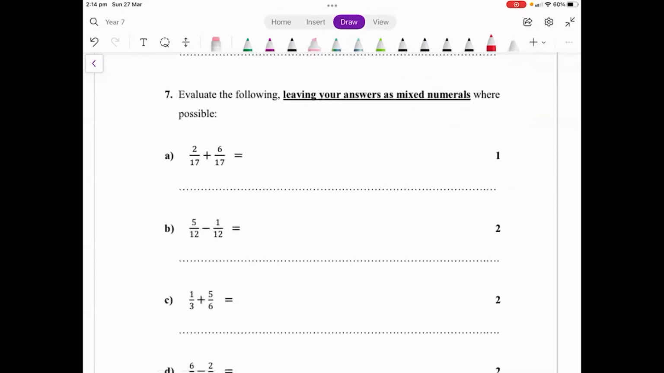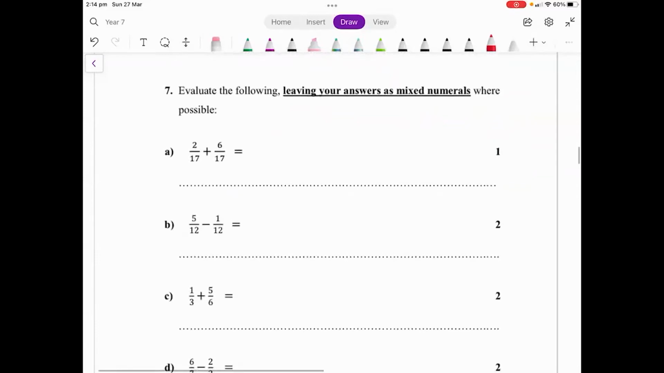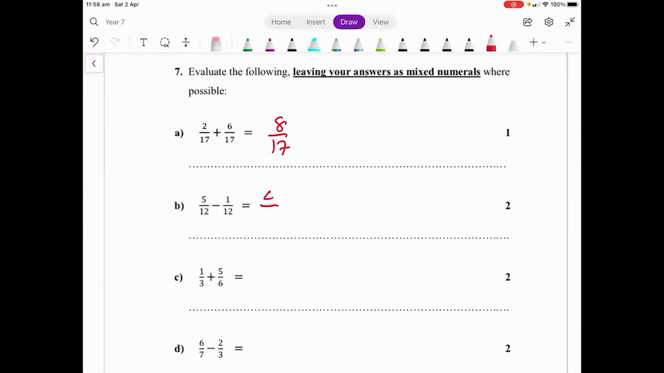So we have to do two things there. We need to answer these questions, and any time that we can write an answer as a mixed numeral, we need to do so. So first question, denominators are the same, so the denominator remains 17. 2 plus 6 is 8, so that is 8 over 17. That's it. Question B, denominators are the same, so that stays as 12. 5 take away 1 is 4, so that's 4 over 12, but that can be simplified. So we divide numerator and denominator by 4, and that gives us 1 over 3.